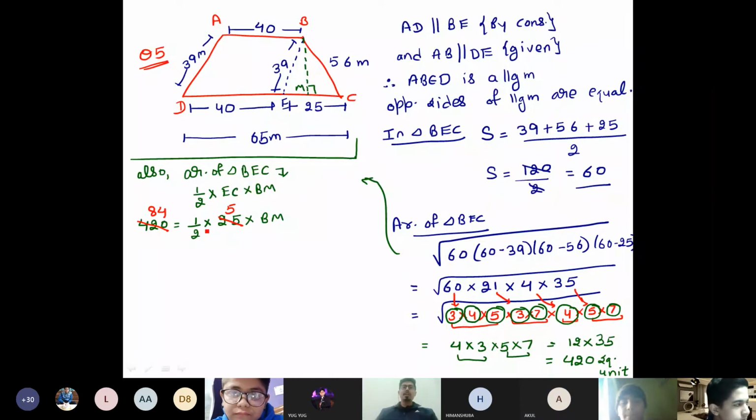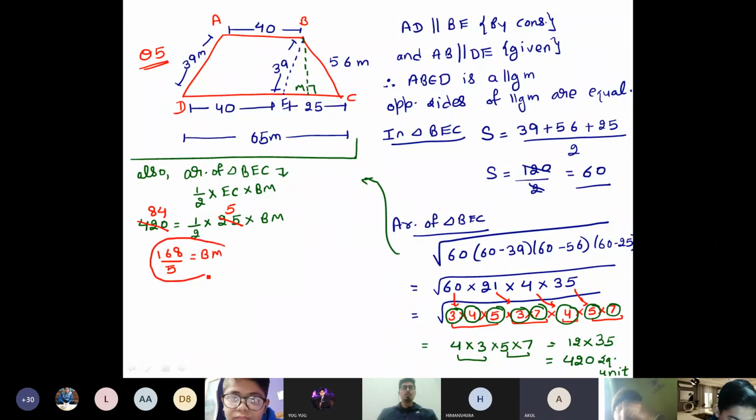Now see, students, 2 is in division. When it goes here, it will be in multiplication. So 84 into 2, it will be 168. 5 is in multiplication. When it goes here, it will be in division. So upon 5. So this is BM now. Yes or no? Yes, sir. And BM is the altitude for the trapezium ABCD.